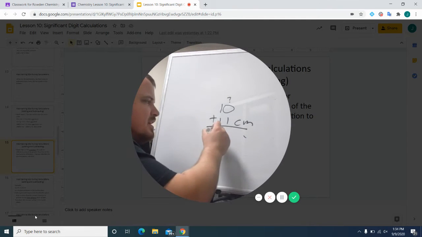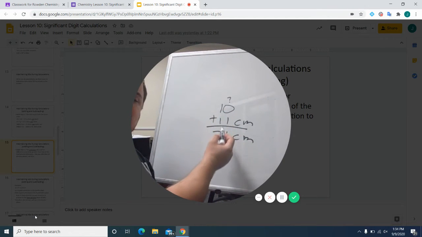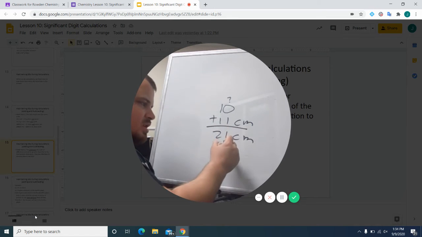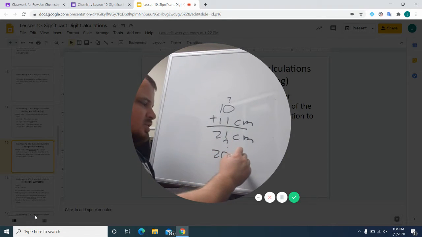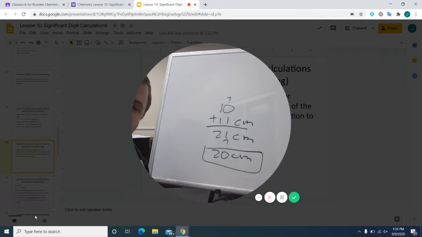So when we add them, we get 21 centimeters, but we're not allowed to keep the 1 there. We don't know what's right there. So we can't know what's right there in the answer. So we don't know that. So we'll round it to 20 centimeters. A lot of people look at that and they get like, what in the world? How is 10 plus 11 20? That's not what we're saying.